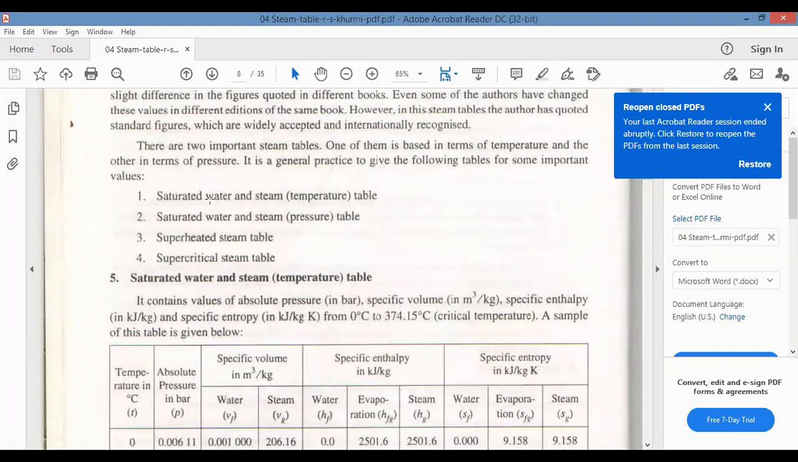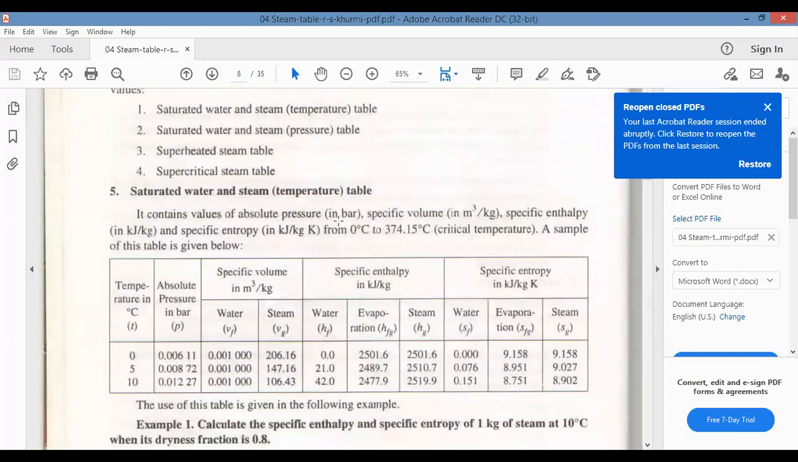Actually, table 1 and table 2 are the same, in the sense that both tables would have the same properties. The only difference is that in one table, the properties are arranged on the temperature basis, and in the other table, the properties are arranged on the pressure basis. So how does a saturated water and steam table look? This is a typical representation.